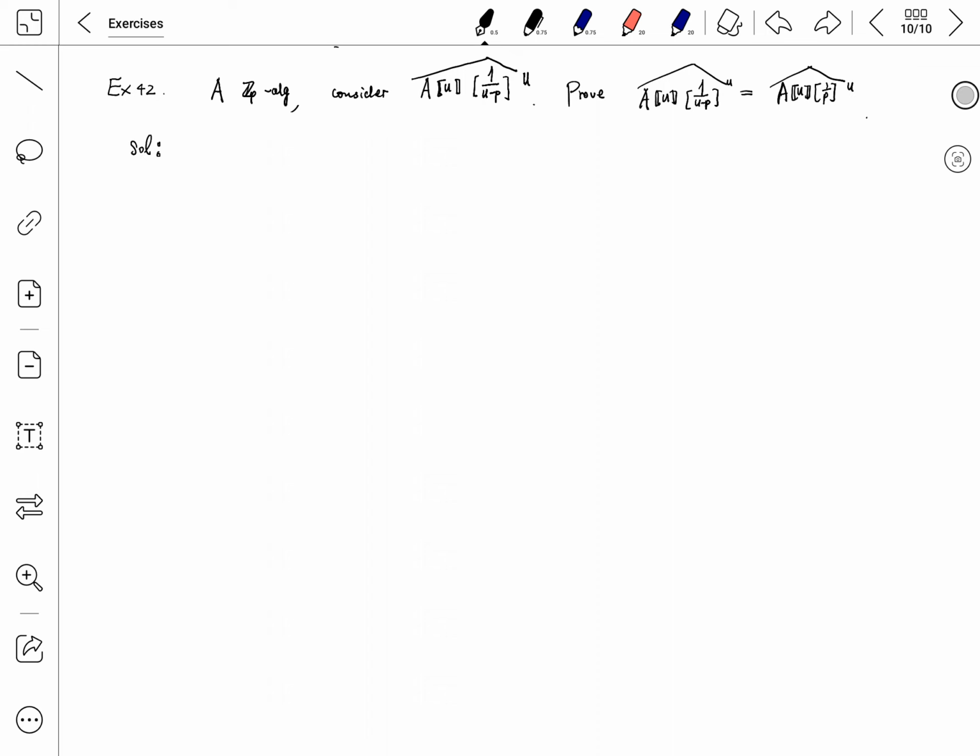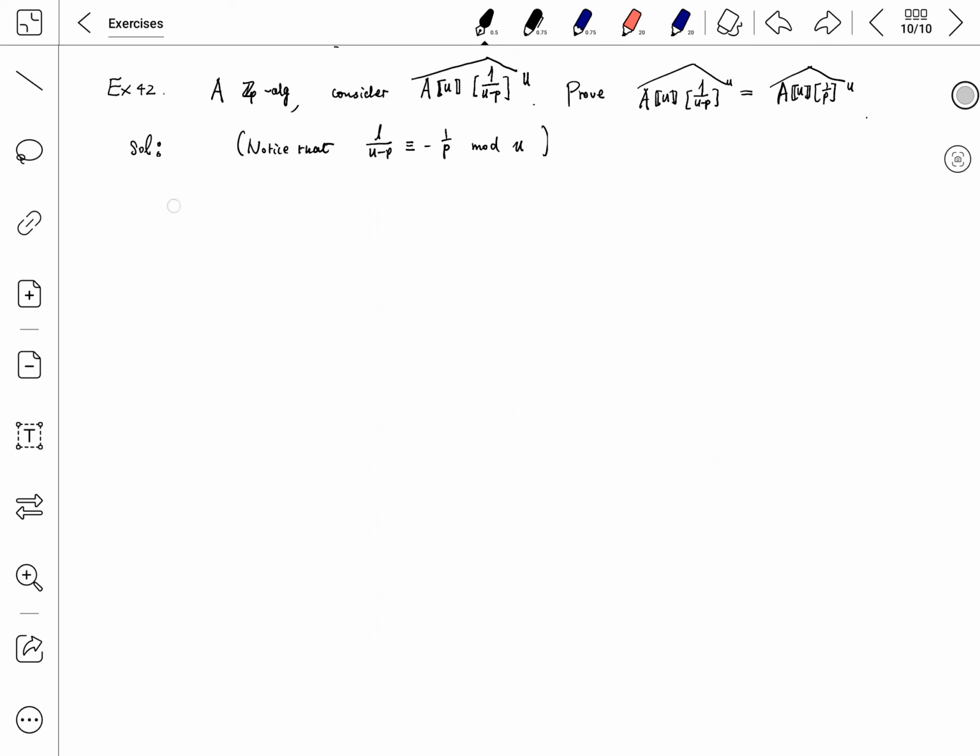So the solution is by noticing that this is congruent to 1 over p mod u. So when you take the u-adic completion, if mod u you are the same, or you differ by a unit, then they'll give you the same p-adic completion. So, the precise proof.